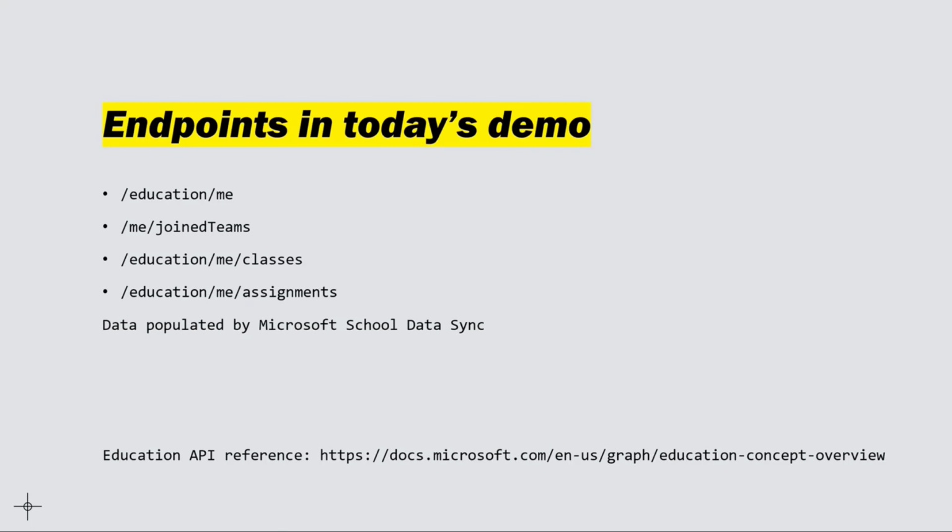And all the data inside these teams and inside these endpoints is populated by something called Microsoft School Data Sync. And any school can use that for free. Teams and Office 365 is free for schools. And they can upload their data using CSVs, or they can use the OneRoster API. So there's lots of different ways of getting your data into Graph, into those AAD objects. And there's a reference to those at the bottom.